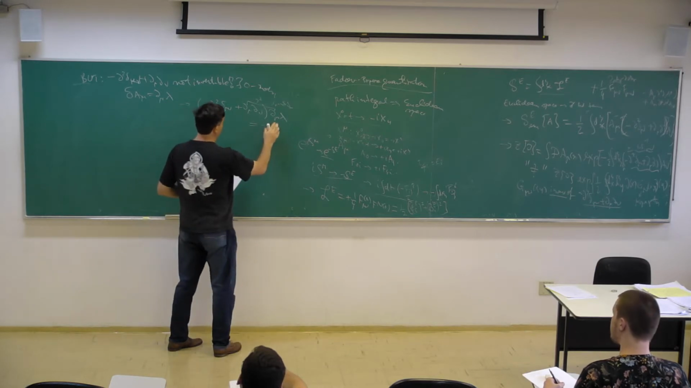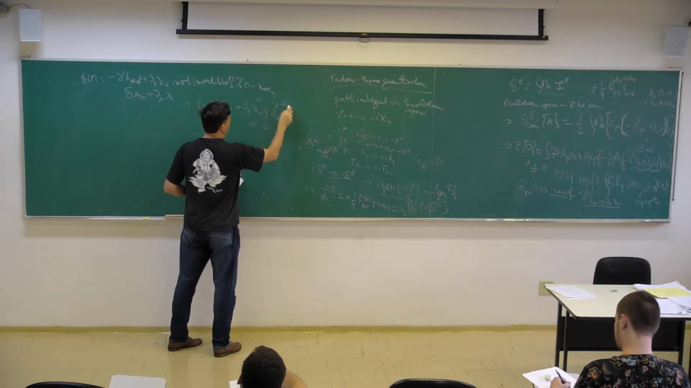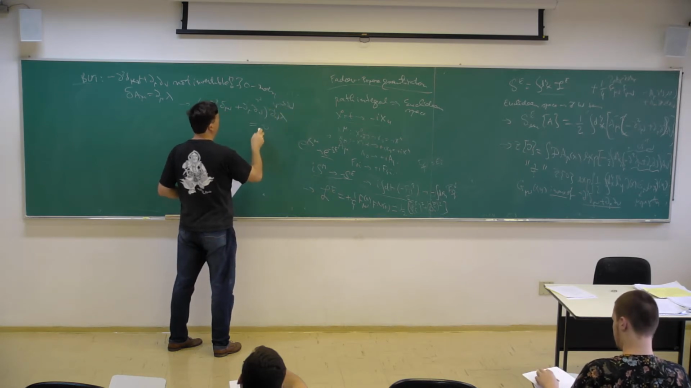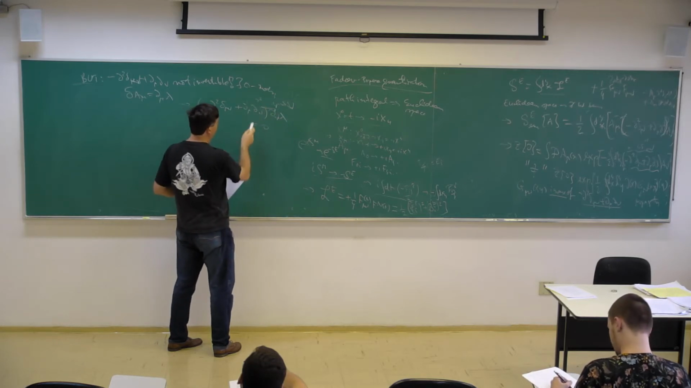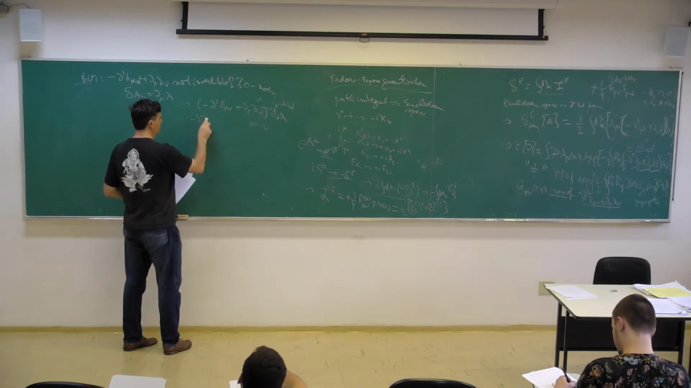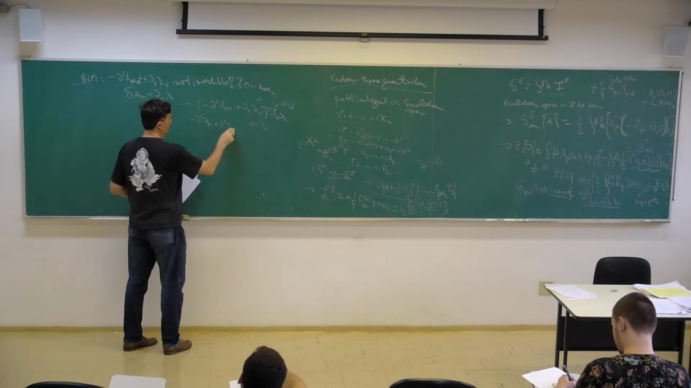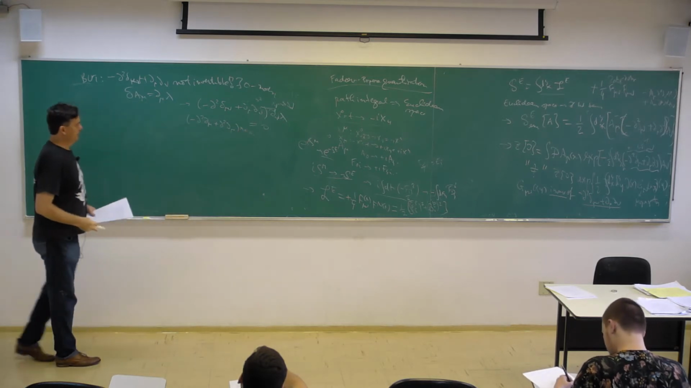Sorry, not here, whatever, nu. Here I get del squared times d mu, and here also I get d squared times d mu, right?